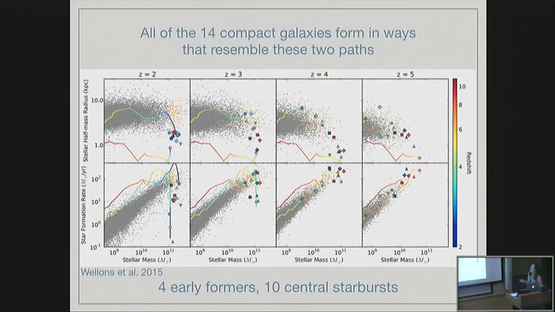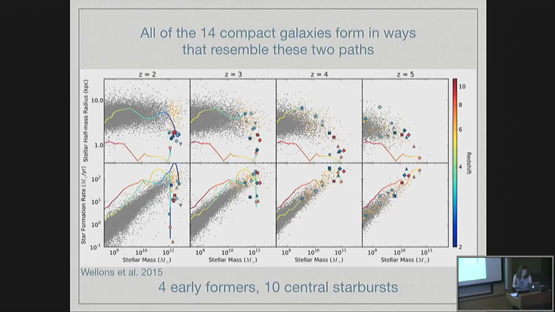The ones that I've colored in blue are the ones that experienced a central starburst, and if we go to redshift 3, we see that many of them have yet to experience that event that drives them down into the compact regime. So of the 14 galaxies that I looked at in detail, 4 are compact primarily because they formed very early, and 10 of them undergo this intense central starburst event.